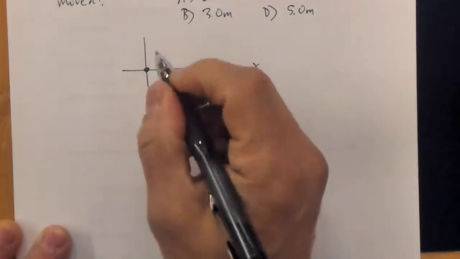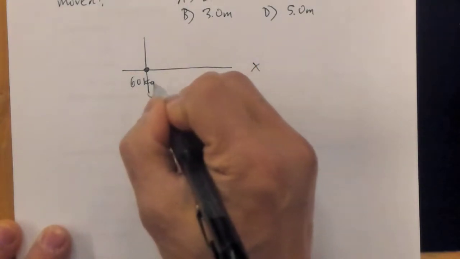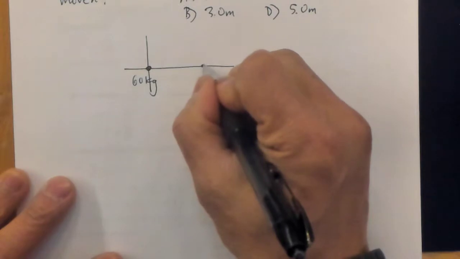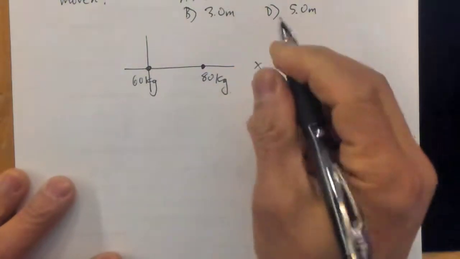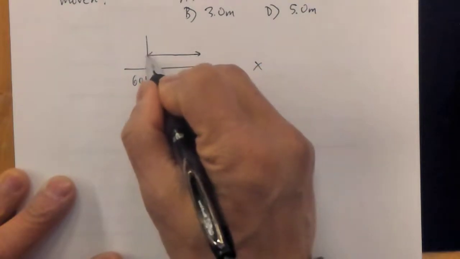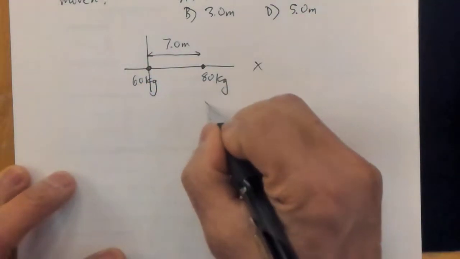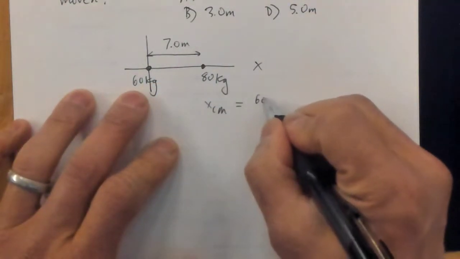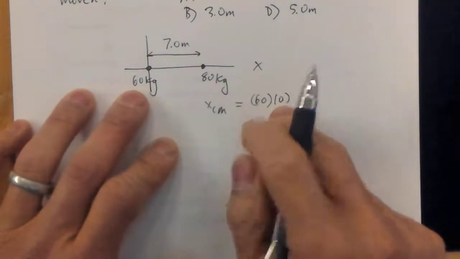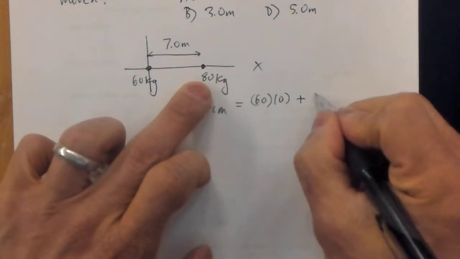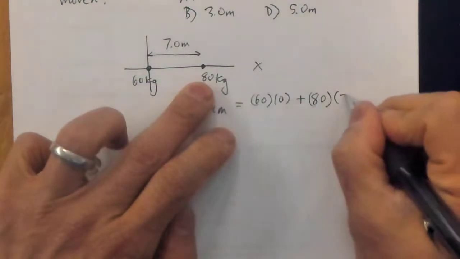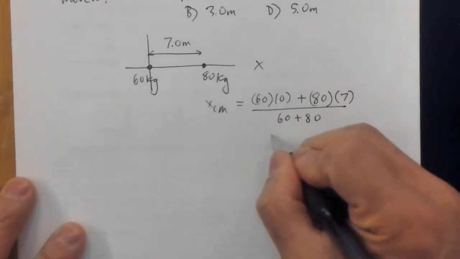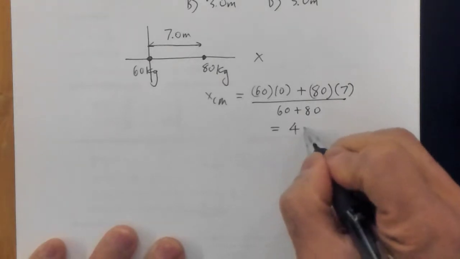So let's put the woman at the origin. The reason I put her at the origin is then I can calculate very easily how much she's moved, because that will be the displacement from the origin. And so now the man is 80 kilograms here, and the distance apart is 7 meters. Okay, so let's find the center of mass of the system. The center of mass is the mass of the woman times her location, which is 0, plus the mass of the man times his location, which is 7, divided by the sum of the masses, 60 plus 80, and that ends up being 4 meters.